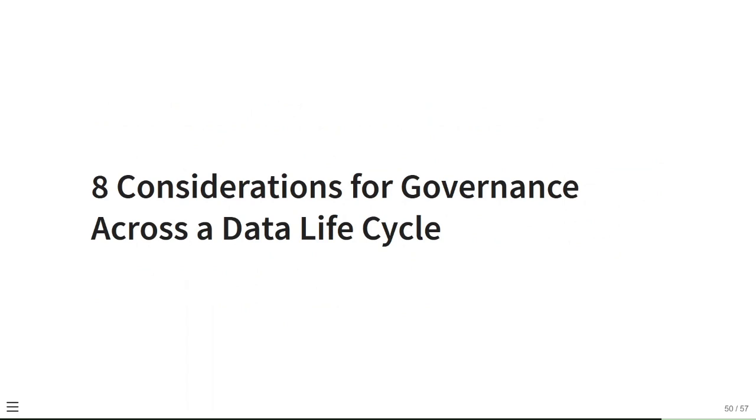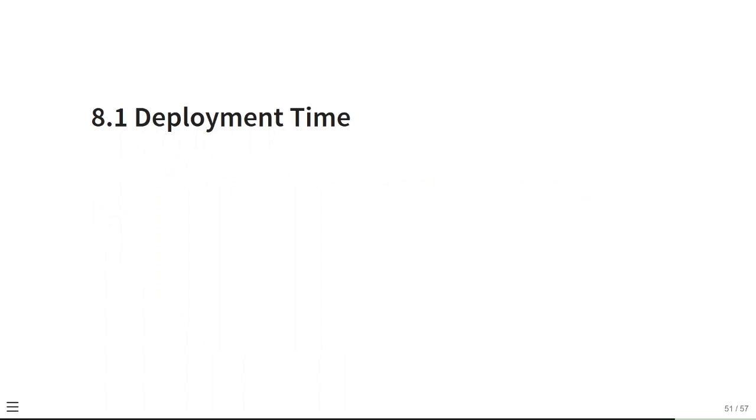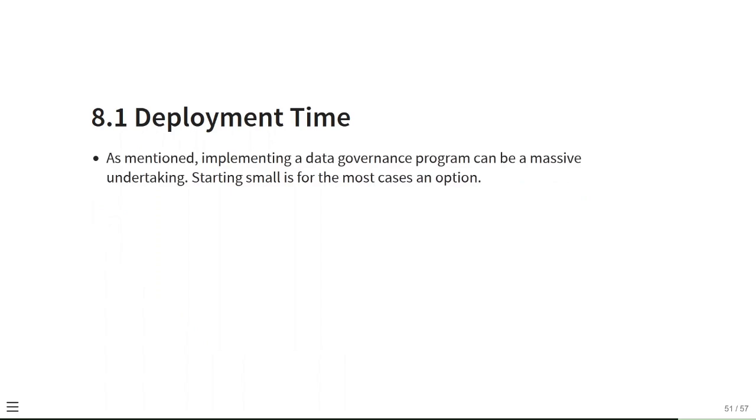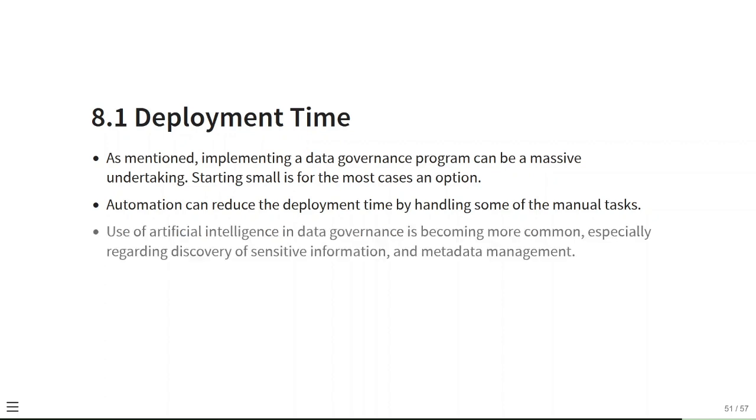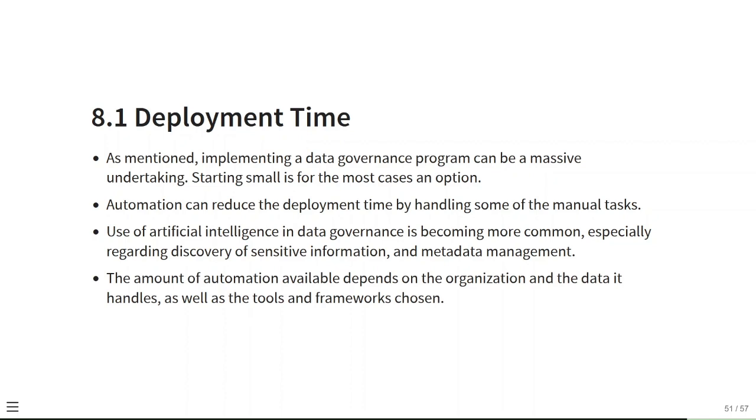Considerations for governance across a data lifecycle. As mentioned, implementing a data governance program can be a massive undertaking, and starting small is, in most cases, an option. Automation can reduce the deployment time by handling some of the manual tasks. Use of artificial intelligence in data governance is becoming more common, especially regarding discovery of sensitive information and metadata management. The amount of automation available depends on the organization and the data it handles, as well as the tools and frameworks chosen.